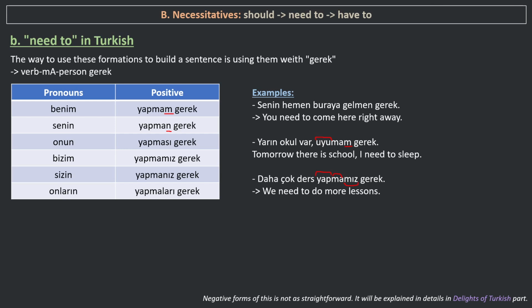And also, as you can read in the slide, at the bottom of the slide, the negative of this is a bit tricky. It's not as simple as inserting ma. I mean, it's actually still inserting the ma, but the position of ma changes the meaning. I want to talk about this in the delights of Turkish part.